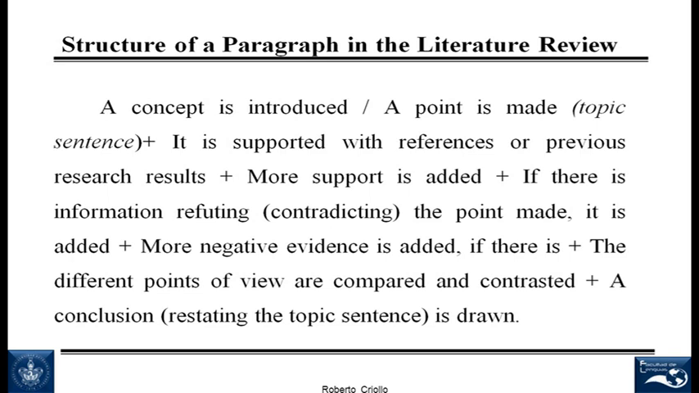And the next step, of course, is to compare and contrast the different points of view. You cannot simply write the information like saying, okay, the authors say this and the authors say that. No, you have to compare and contrast what the authors are saying, to analyze the information, to show that you have a critical point of view about it. And finally, the last element in a paragraph is a conclusion that usually restates the topic sentence, and that's basically the structure of a paragraph in the literature review.